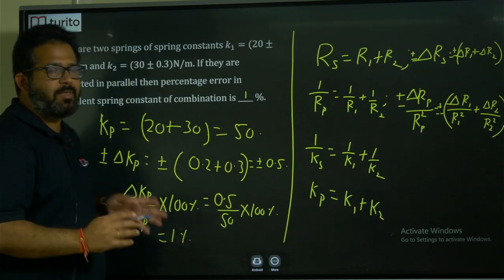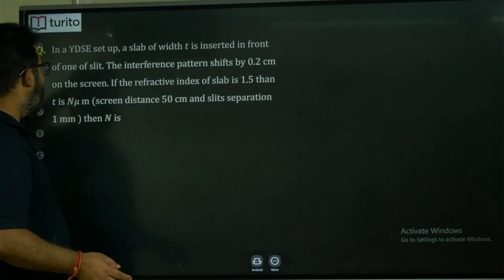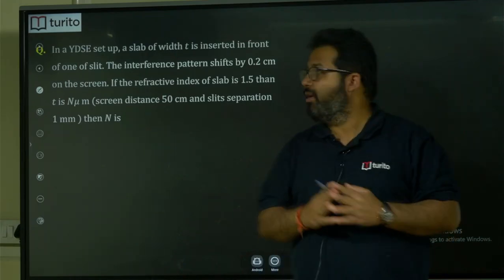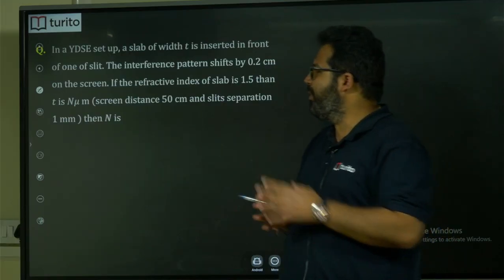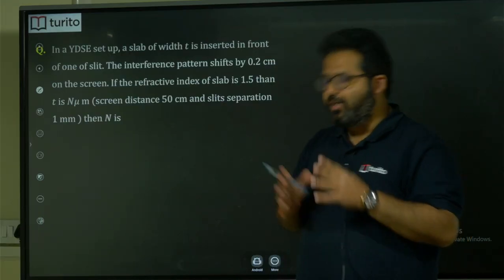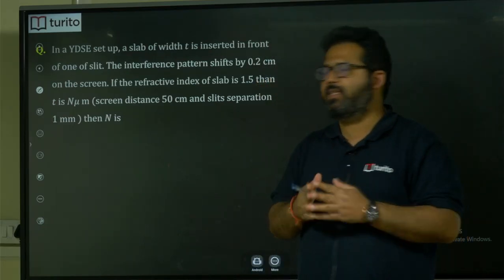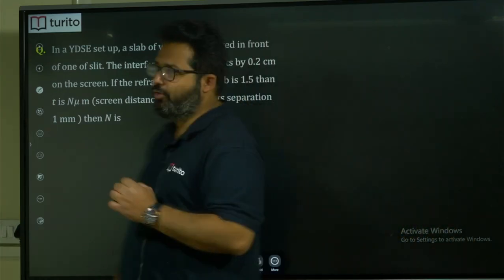I hope this concept is clear to all of you. Now moving to the next question. The next question is about YDSE, Young double slit experiment. You can see what happens in Young double slit experiment when a slab is inserted. Just read the question, we are going to discuss this question.